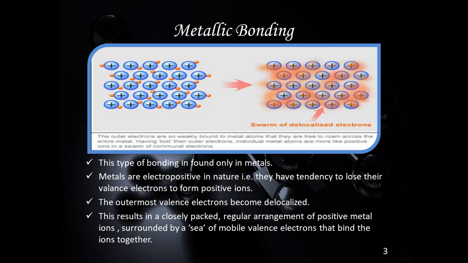Then there is another property, ductile. Metals are ductile. Ductile means that we can change metals into different shapes, especially wires. You know that electrical wires are made of metal. So this property of metals to be drawn into wires is called ductility.